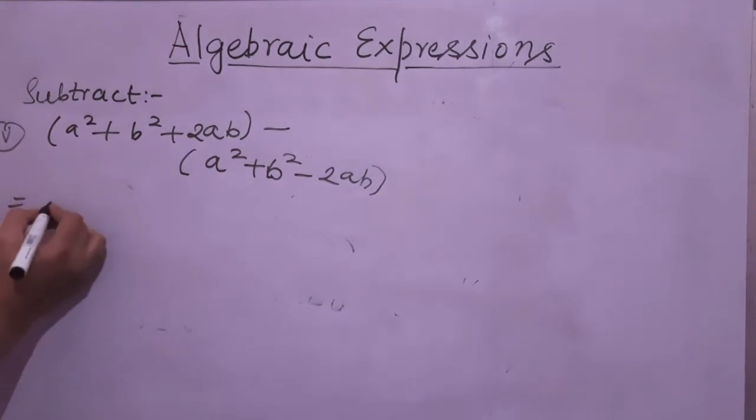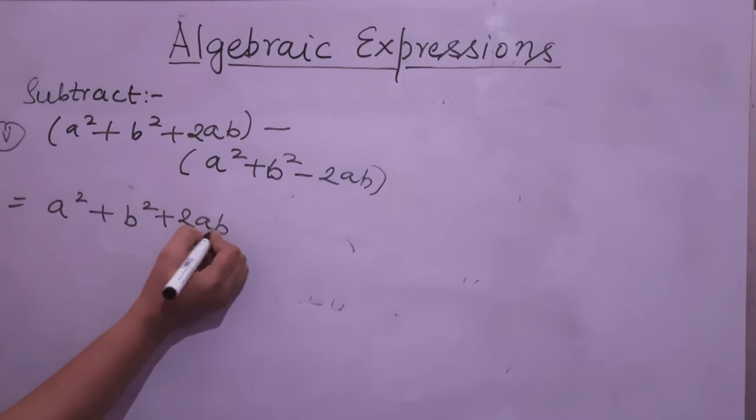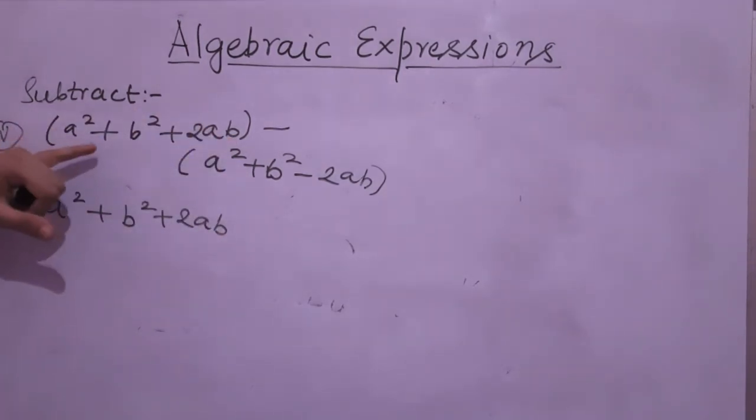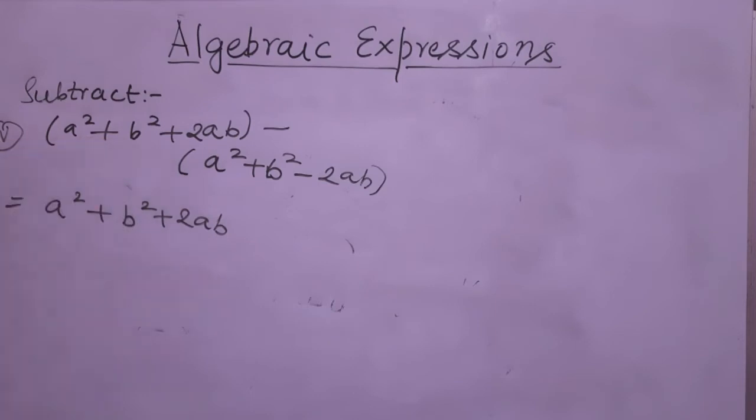Now open up the bracket students. A square plus b square plus 2ab. Now why are the terms of the first algebraic expression not getting affected after opening the brackets? If you know the answer, please pause the video and reply to me in the comment section.